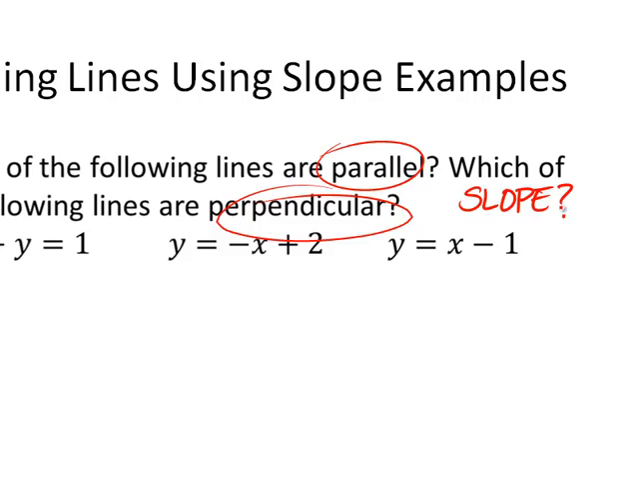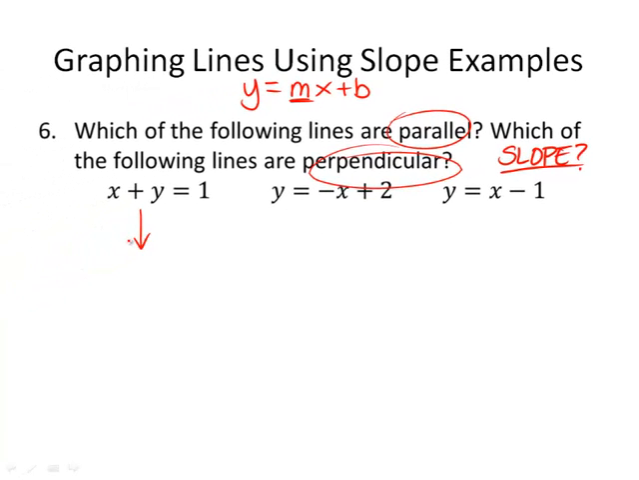So this question here, they are asking which of these are perpendicular and which of them are parallel. So let's work on finding the slope of each one. Remember, when you have this format, y equals mx plus b, the coefficient of the x will be your slope. So let's make sure each of them are solved for y. These two are, but this one isn't. So solve for y, subtract your x from both sides. Y equals -x plus 1. Here we've got y equals -x plus 2, and here we've got y equals x minus 1.